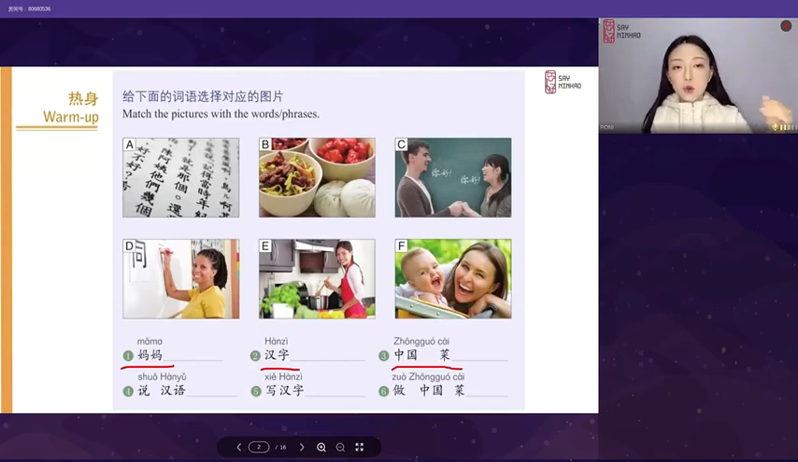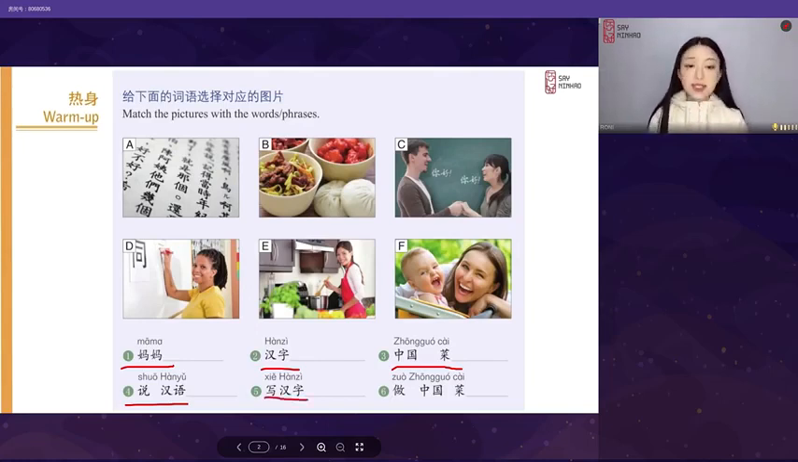Next one is 中国菜. 中国, we already know, it means China. And 菜 is today's new word. It means dish or cuisine. Next one, 说汉语. 说 means speak. And 汉语 means Chinese, the language. So 说汉语 is speak Chinese language.